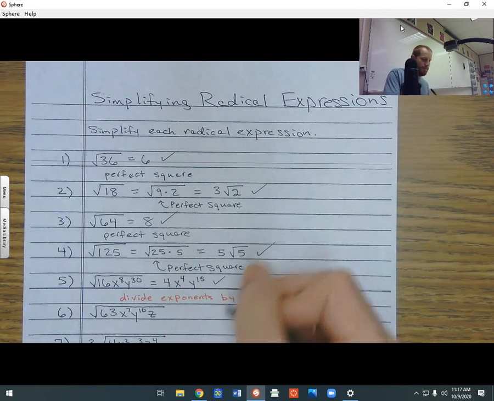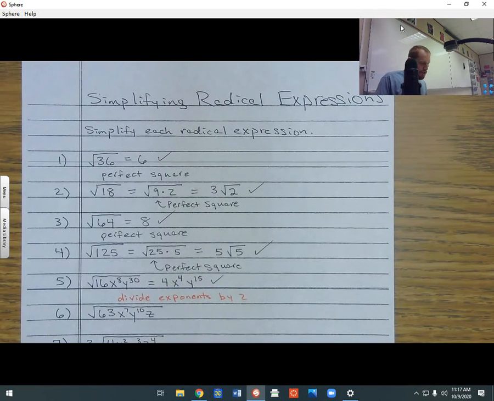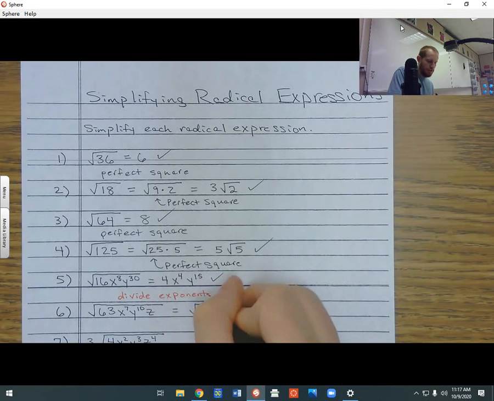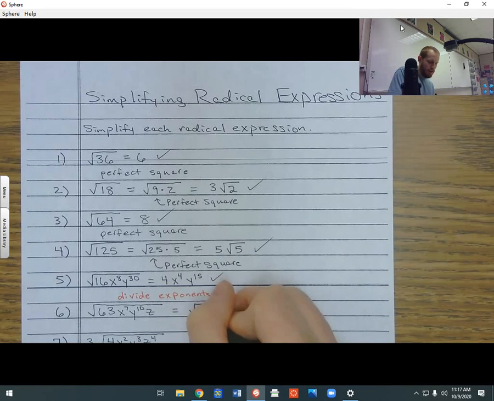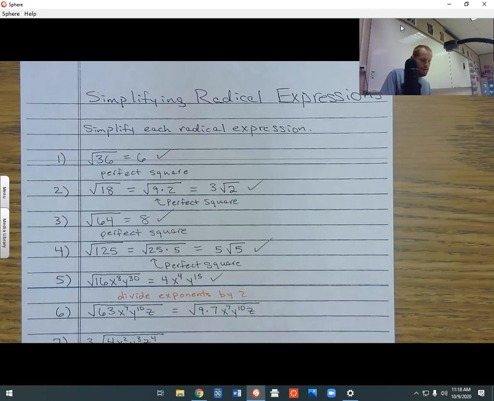Okay, let's look at the next one. 63 is not a perfect square, so I can't take it out yet. I actually have to break this up into factors. So I know that 63 is the same thing as 9 times 7. So let's break this up into 9 times 7, and all the variables and the exponents are going to stay the same, at least for now. Okay, so what can I take out?